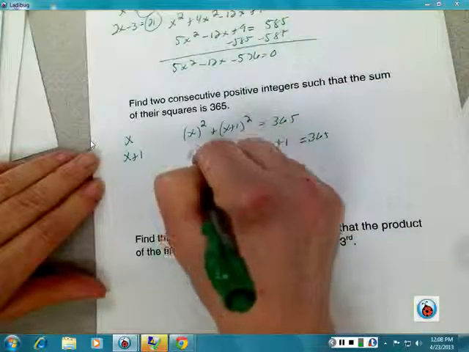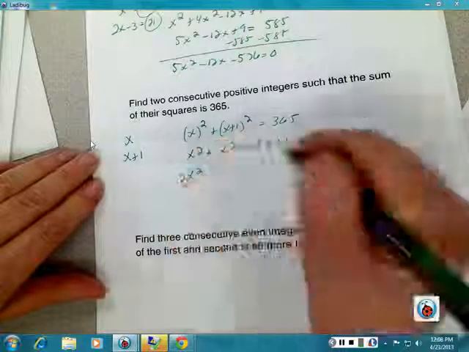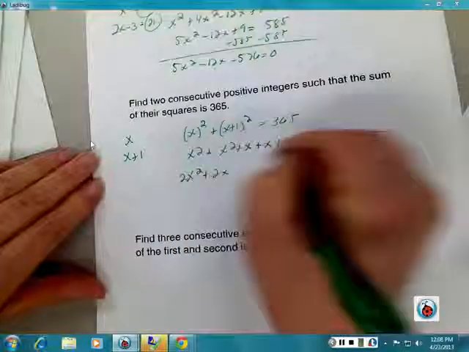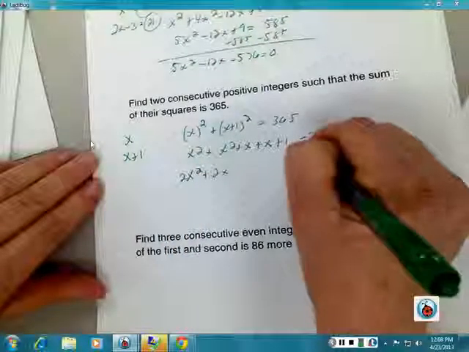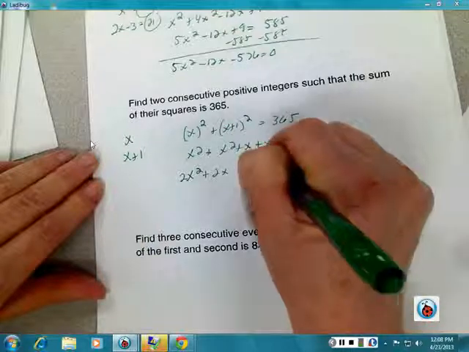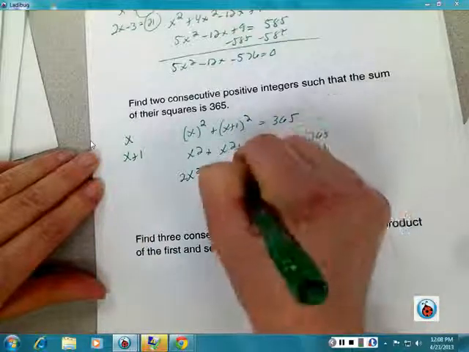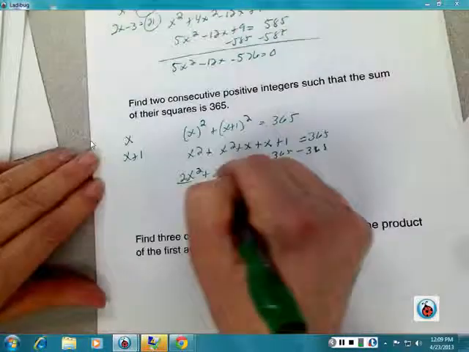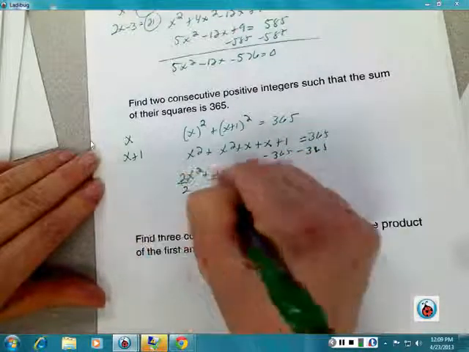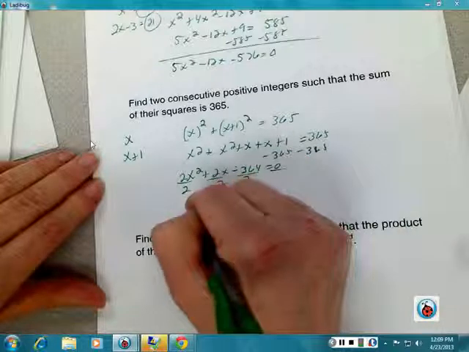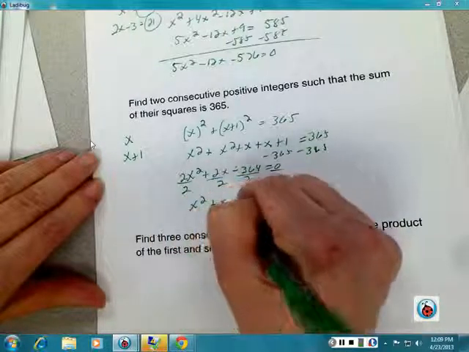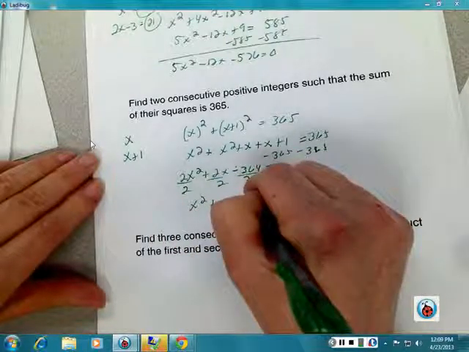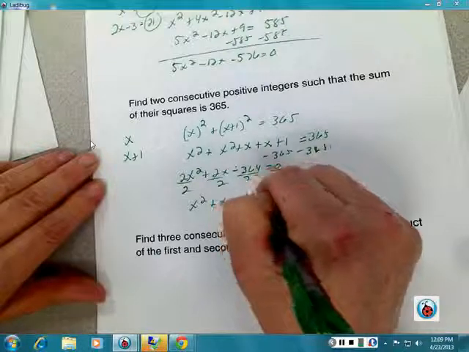So I have 2x squared plus 2x, and move my 365 over, gives me a minus 364. Divide every piece by 2, and I get x squared plus x minus 182.